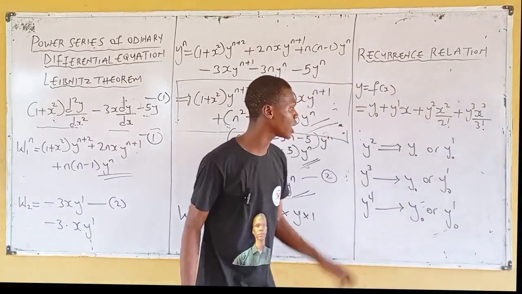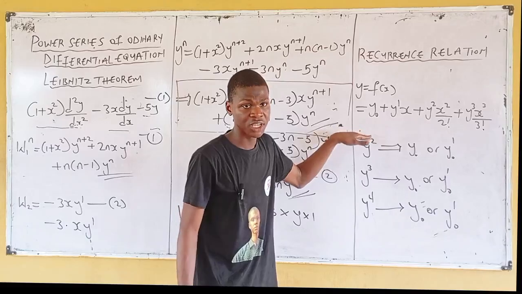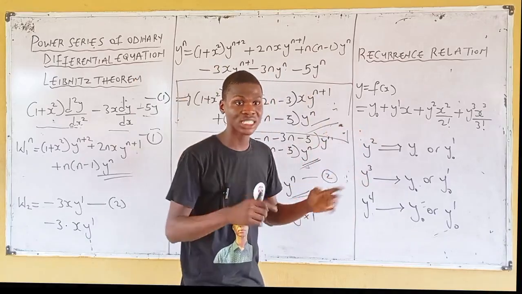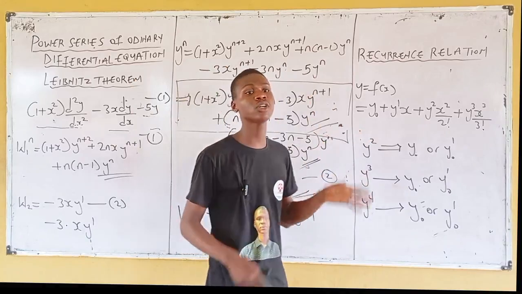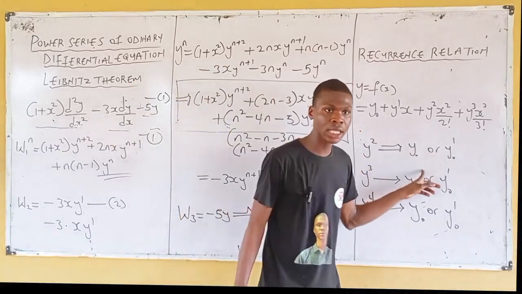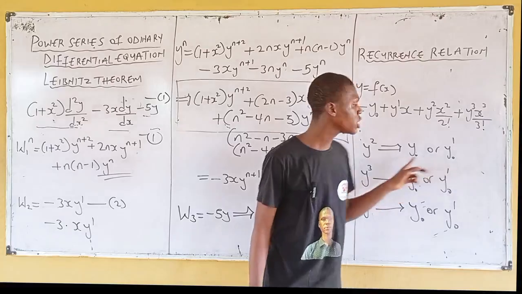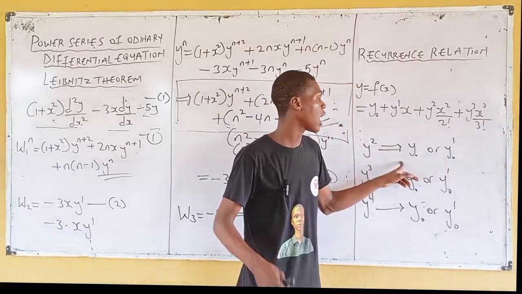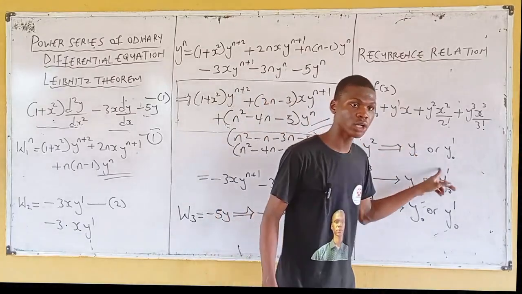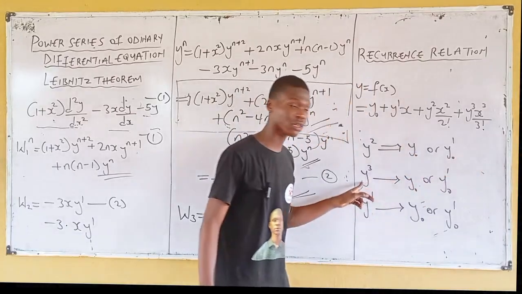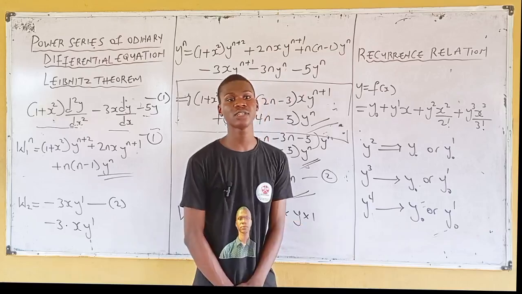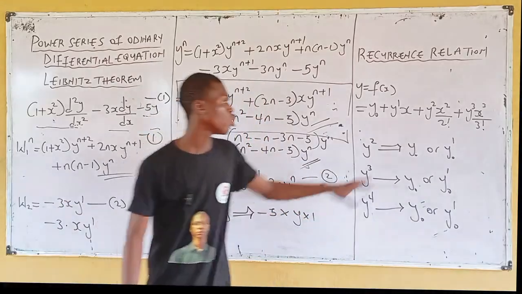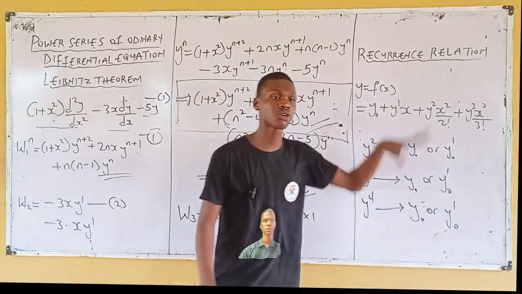But have it in mind that the second derivative, third derivative, fourth derivative, and higher derivatives of y, starting from the second derivative, are always expressed in terms of y and the first derivative. Meaning your y2, which is the second derivative, is always expressed in terms of y or the first derivative. Similarly for the third derivative and the fourth derivative. The question now is, how do we get the formula to obtain this? That's what we call the recurrence relation.